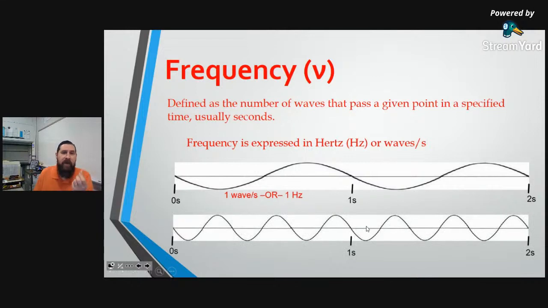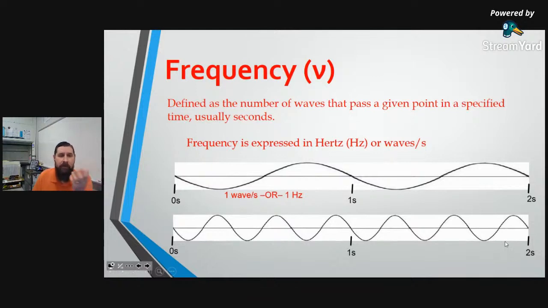If I take a look at a second example, we can do the exact same thing. We can trace it out over the course of 2 seconds, and if you count up the number of waves, you can see it trace 1 wave, and then 2 waves, 3 waves. Going on through, we're going to end up with a total of 6 waves over 2 seconds.